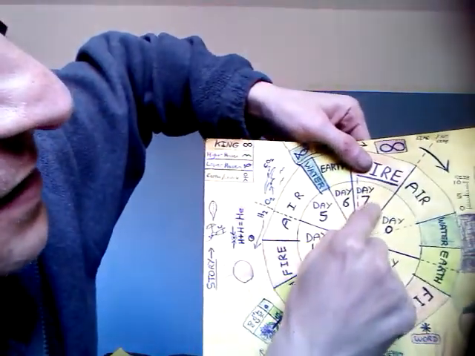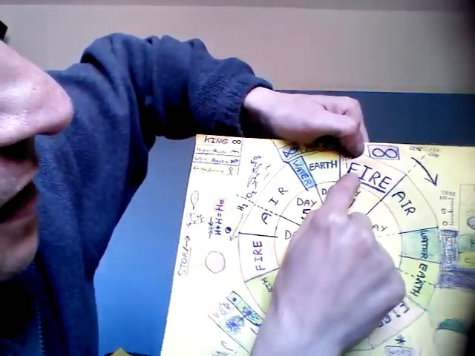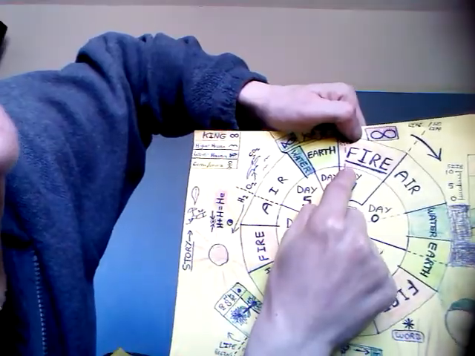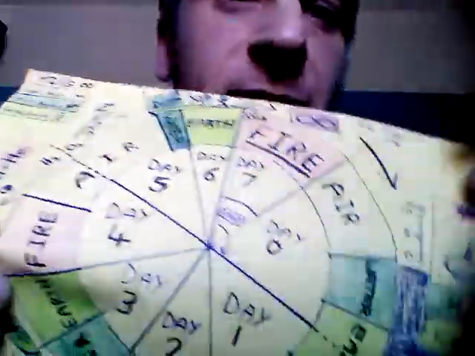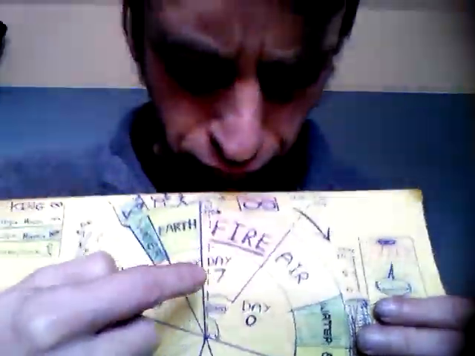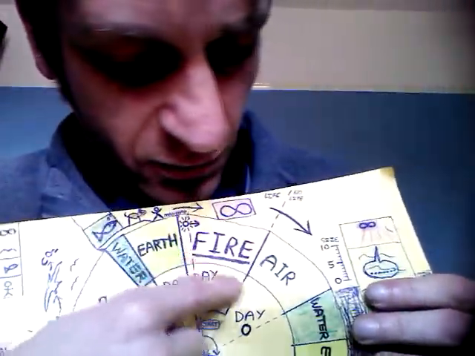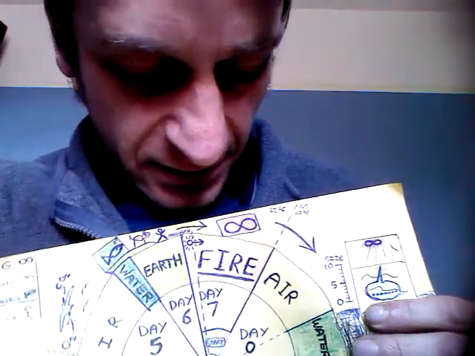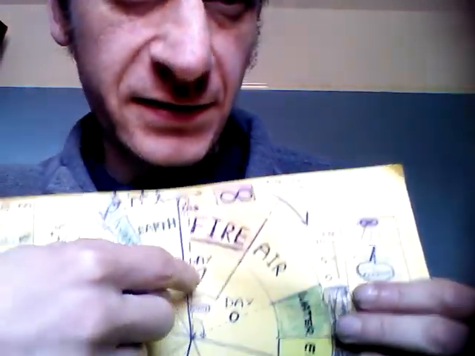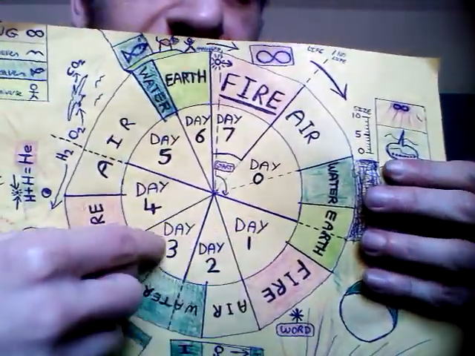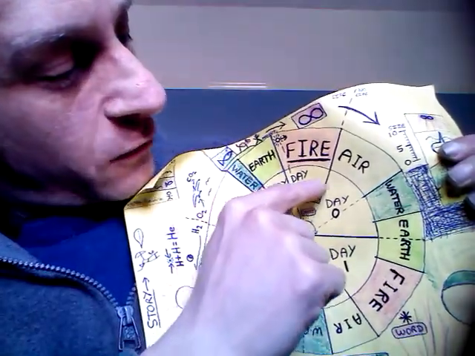So forget this day 7 for the moment. So we're beginning here. This is always the beginning and always the end. So we're beginning here, and we're going around. And the first day begins here, 7th day ends here. So we begin here before the first day.